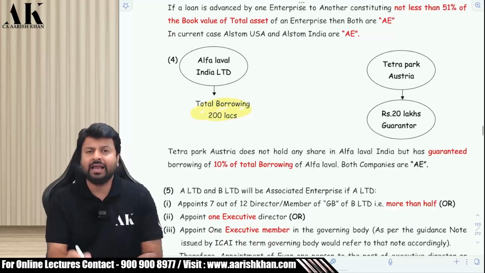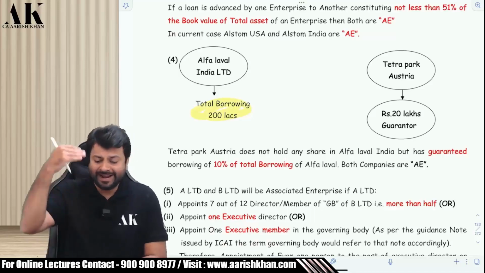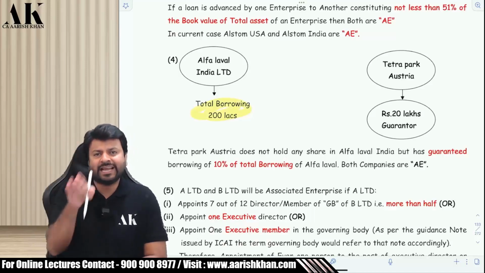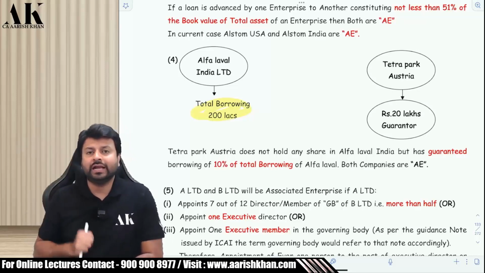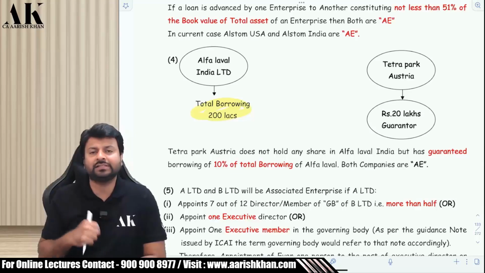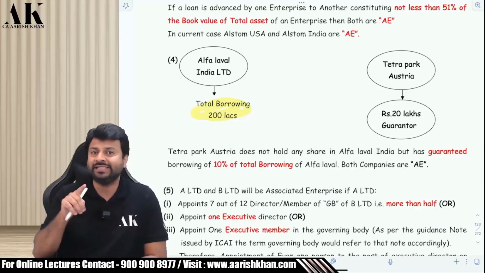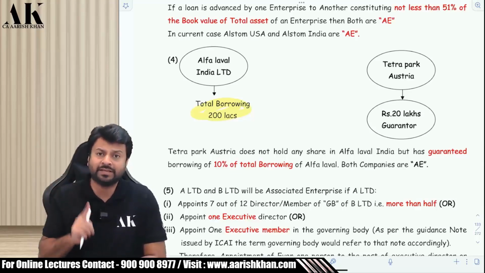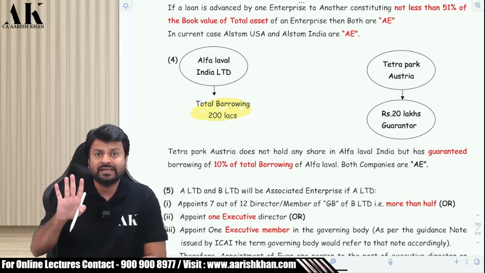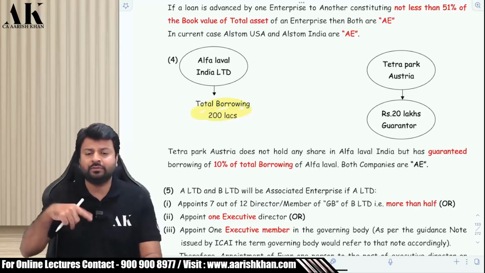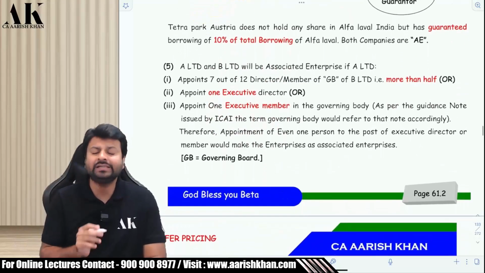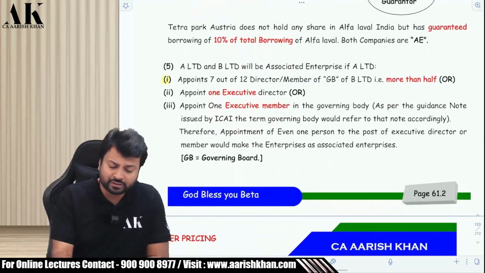Next, if I have a total borrowing of 200 lakhs and you guarantee me at least 10% of that, then you are the guarantor, and therefore you and I will be deemed to be associate enterprises. See, there are various varieties of associate enterprise over here. I am borrowing and you are guaranteeing just 10% of my total borrowing, then also we both are deemed to be associate enterprises. Next one is a point in which there are three multiple points: 1, 2, 3.